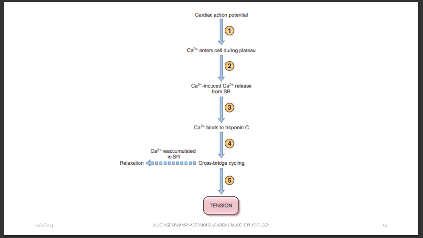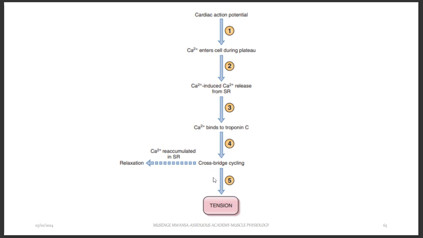If you look at the cardiac muscle action potential diagram, when calcium enters, the calcium that has entered the cell is going to cause calcium to be released from the sarcoplasmic reticulum, and then calcium is going to bind to troponin C. When calcium binds to troponin C, tropomyosin moves away from actin, and then cross bridges are formed, and that is going to result in tension.